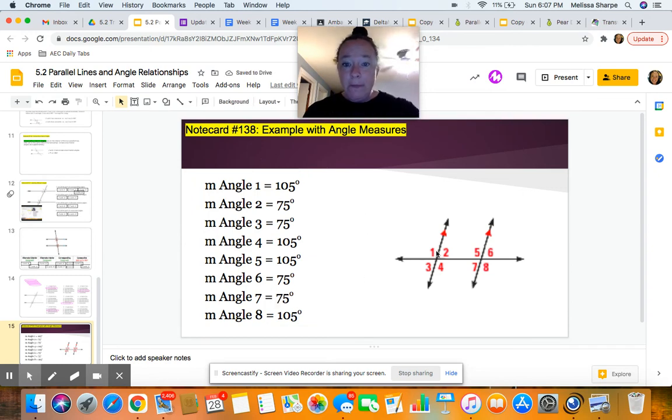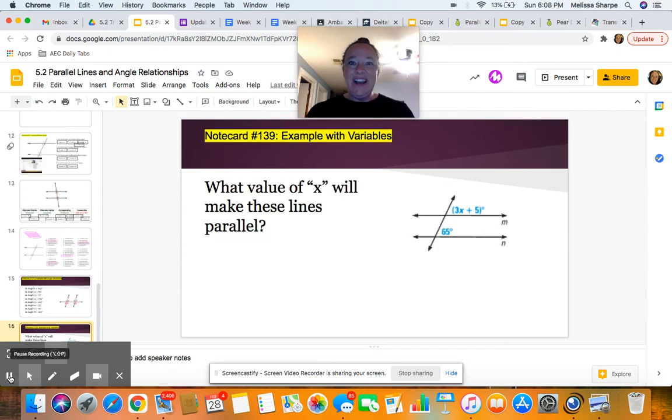And if you look, angle 1 is obtuse, and so are angle 5, angle 4, and angle 8. 1, 5, 4, and 8. They're all congruent, and they're all 105 degrees. Angle 2 is acute, and so is angle 6 and angle 3 and angle 7. So 2, 3, 6, 7. They're all acute. Pretty cool, huh? I think so.